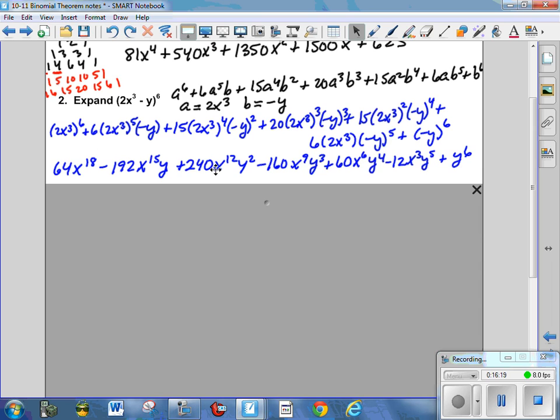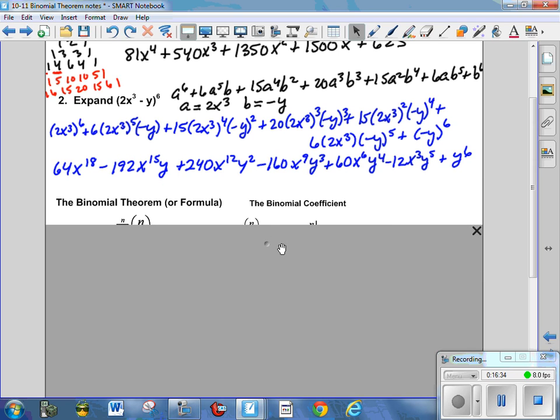Notice also the alternating sign, positive, negative, because whenever negative y is raised to an odd power, it makes the sign negative. Whenever it's raised to an even power, it makes the sign positive. So if you need to pause and look at that some more, go right ahead, but I'm going to move on.